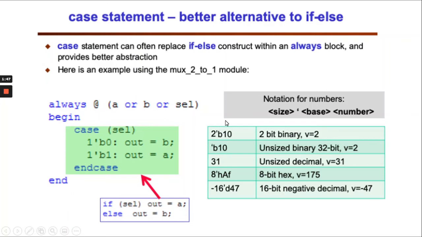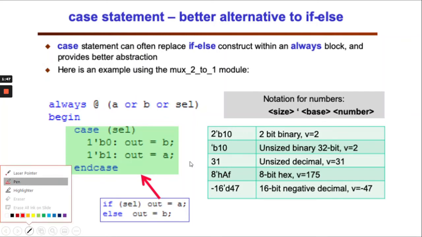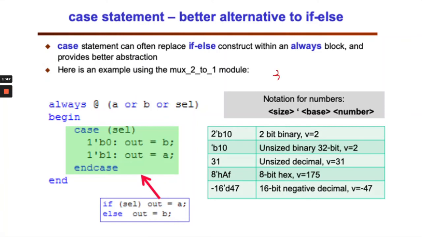All right, and for the notation for numbers, there are different methods you can use to assign numbers in Verilog. For example, you can assign using 2-bit binary. So in this case, it's a 2-bit binary. If you want to use 3-bit binary, then you can just use 3'b.